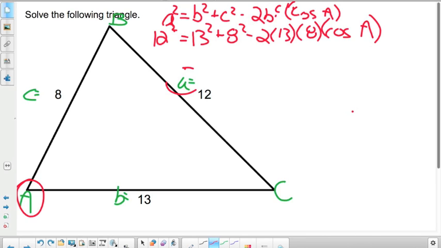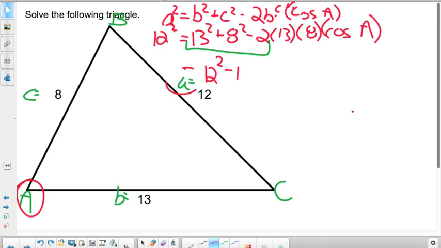So how am I going to do that to start? We want to get the cos of A by itself first. All these numbers are being added; my kids call them reverse BEDMAS. We want to get rid of our 13 squared and 8 squared. So how do we get rid of them? We subtract. We can subtract it from both sides.